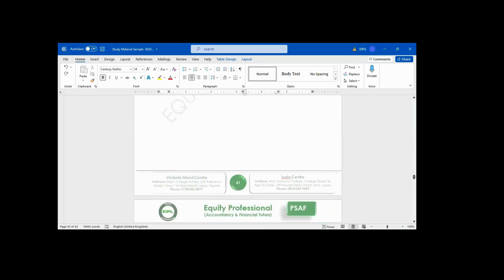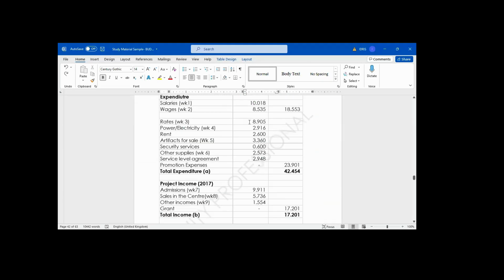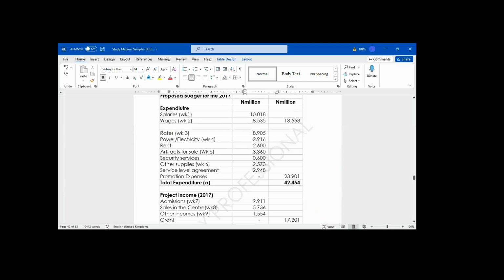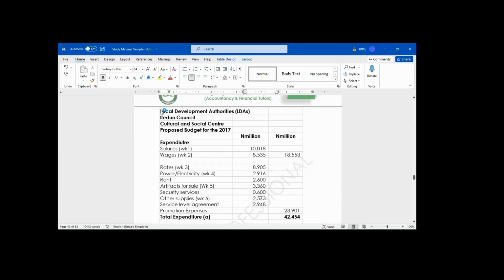We have done with the rate. If you look at it in the question, the rate is 8.905. While you are solving this question, you write the heading: the Local Government Council Authority, Cultural and Social Center, Proposed Budget for 2017. So the rates, 8.905. That is the rate, 8.905.